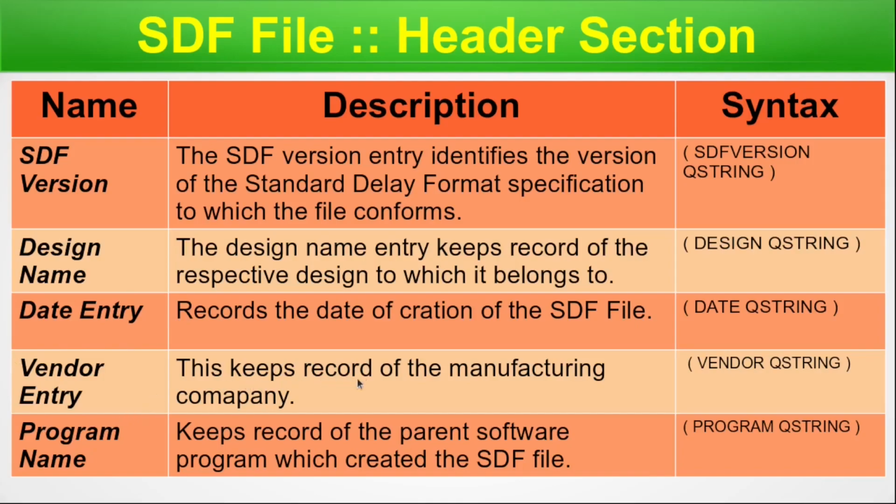Vendor entry. This keeps the record of the manufacturing company. It's also the format of vendor and Q string. So the company in which you are working, that name will come here. Program name keeps the record of the parent software program which creates the SDF file.